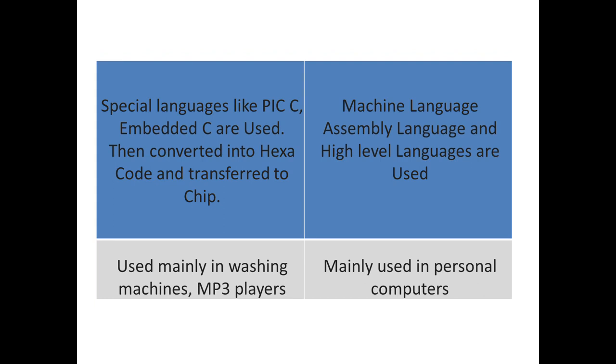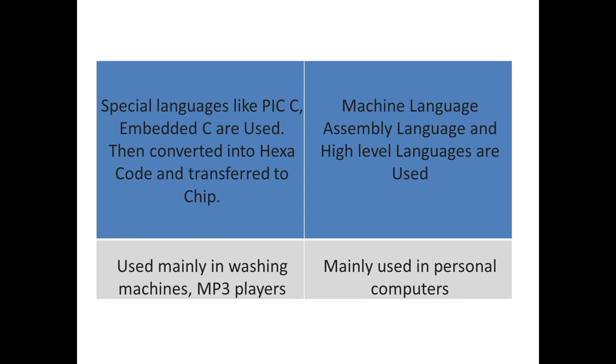Microcontroller programming can be done through special languages like PIC, embedded C and so on. We can develop the code in a high-level language in a separate IDE. Then we convert it into hexadecimal code and transfer it to the chip. There are special devices used to convert the code into hexadecimal code, and then we can transfer it into a chip. Then the chip starts working. That's all. But in a microprocessor, machine languages, assembly languages, and high-level languages like Java, C, C++ are used to program.